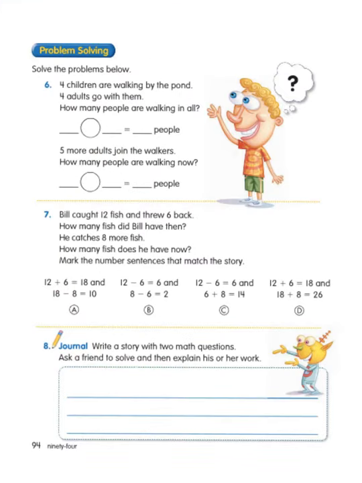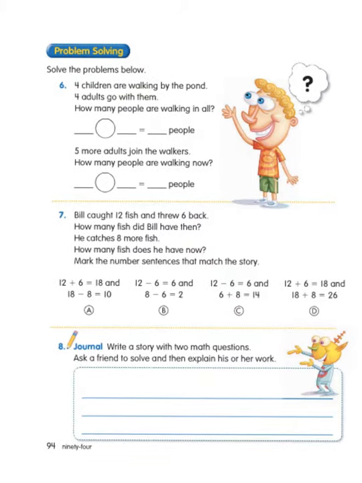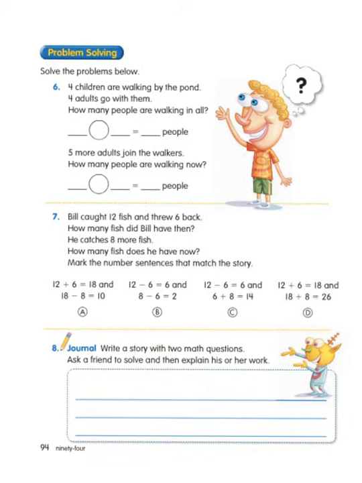Okay, at the back, solve the problems below. Number 6, 4 children are walking by the pond. 4 adults go with them. How many people are walking in all? Oh, there's that key word, in all, or those key words to tell you if you're going to add or subtract. Then 5 more adults join the walkers. How many people are walking now? If they join, the number's getting bigger, so are you going to add or subtract?